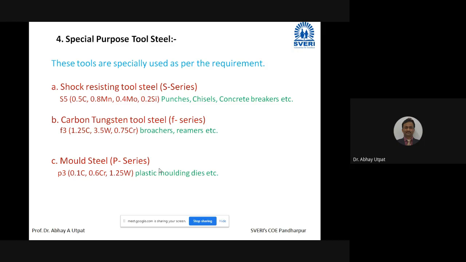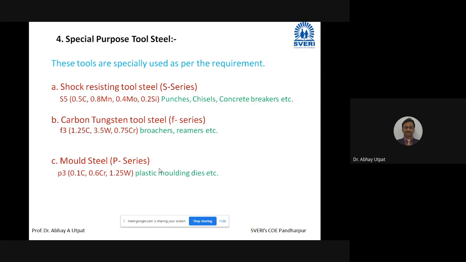More specifications are required to see the content, because die steel is a vague word. Dies are any dies. So what type of die, whether it is a hot working die, cold working die, or plastic molding die, accordingly the percentages vary. So this is 0.1% carbon, 0.6% chromium, 1.25% tungsten used for making the dies. So friends, there is no option. You have to remember all these applications, because the question is asked for 3 or 4 marks.